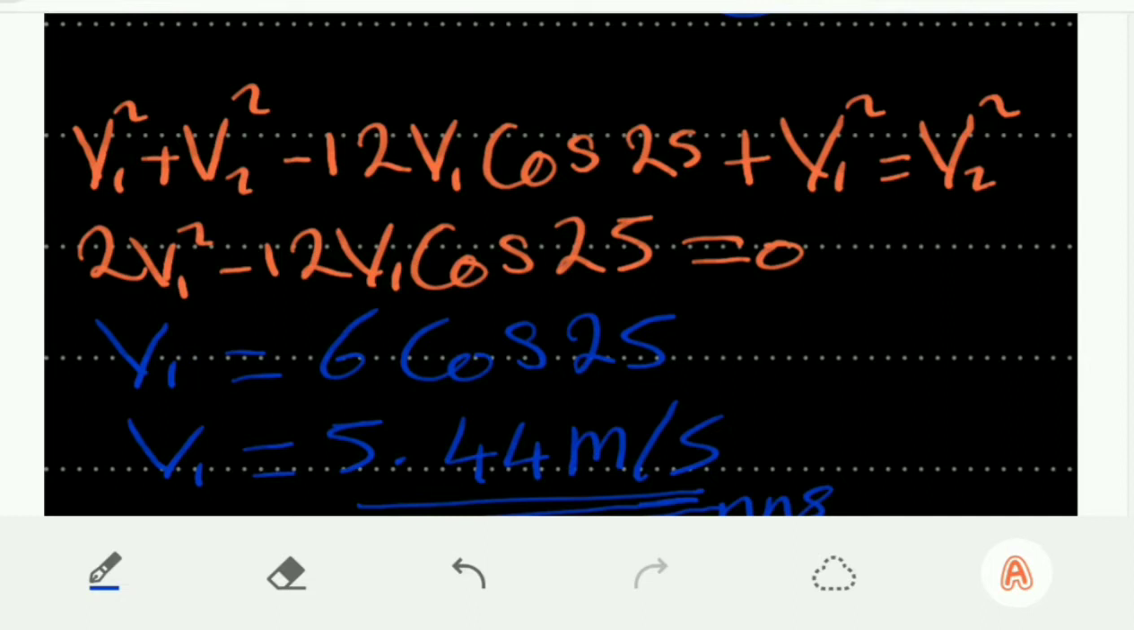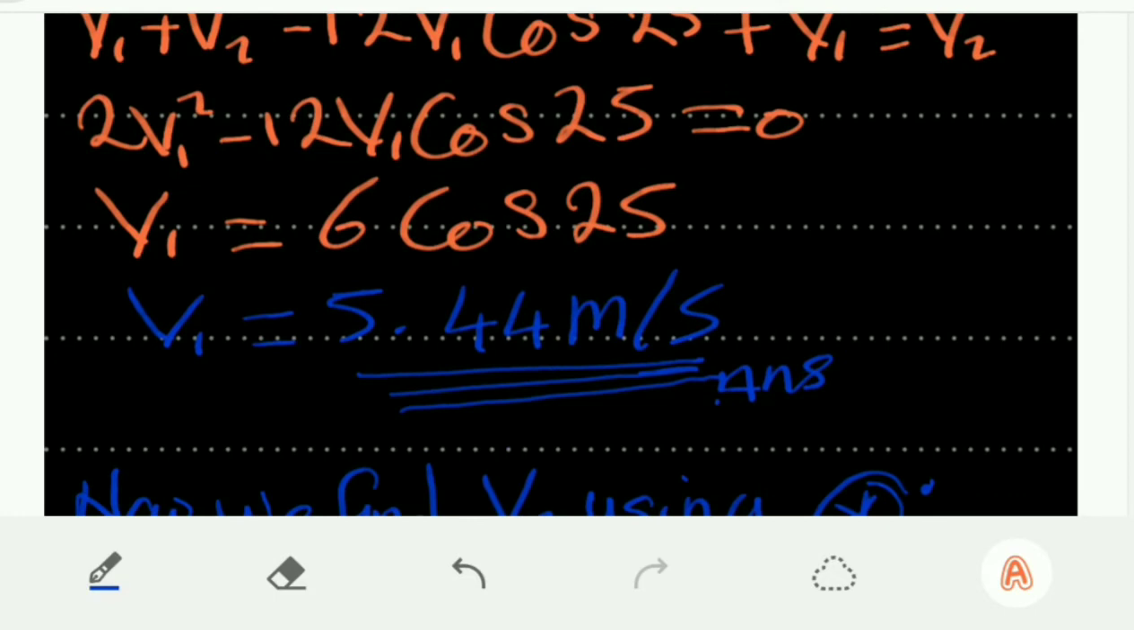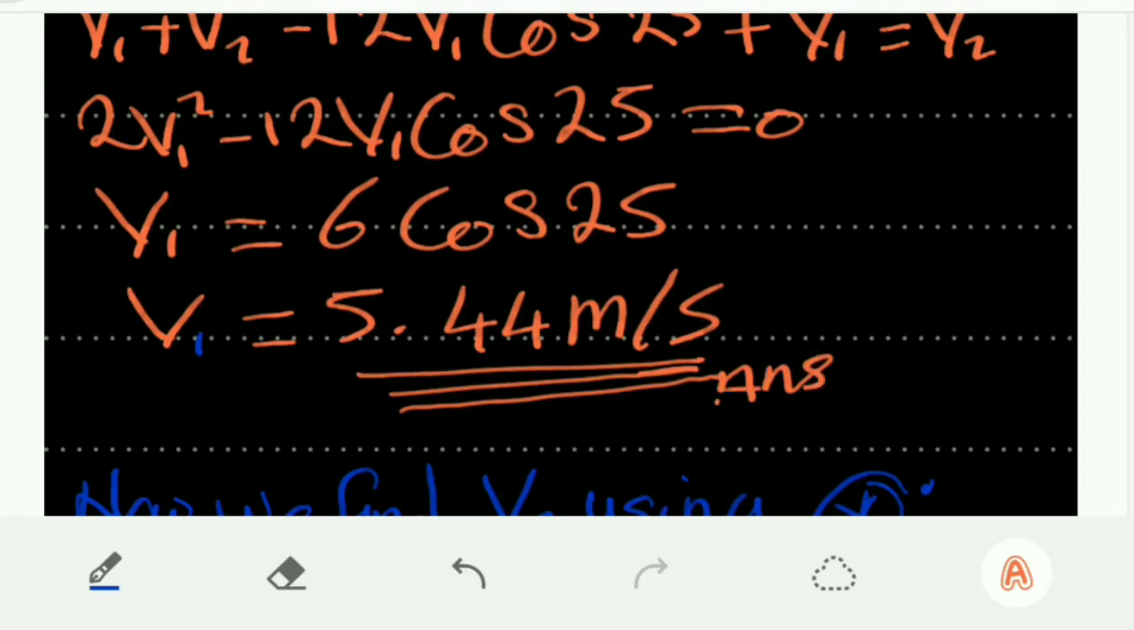Okay, well, this is just some mathematics, guys. Shouldn't be confusing at all. So from this, if we actually work it out, we're going to discover that V1 is equal to 6 cos 25. Just keep working this out. You can remain with 2V1 squared equals 12V1 cos 25, and then simply solve for V1. That's how you reach at this stage. So after doing all that, you're going to find your V1 as 5.44 meters per second.